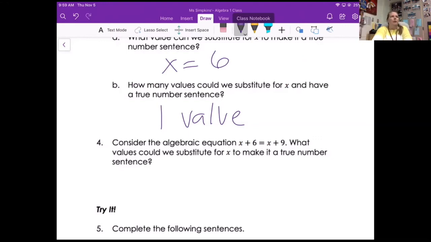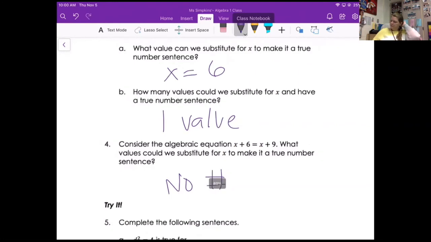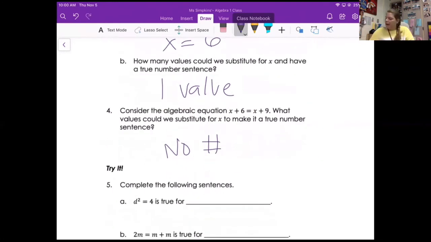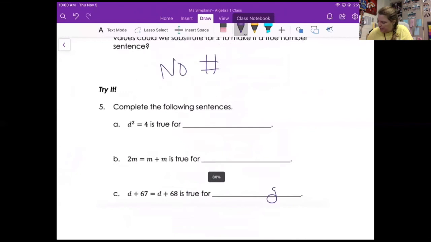You may have heard that before, maybe not. But for now, we're just going to say no number. There's no number that we're starting with that we do 2 different things to that we get the same number. It's impossible. All right, so let's do the try it. I do want to do this together.